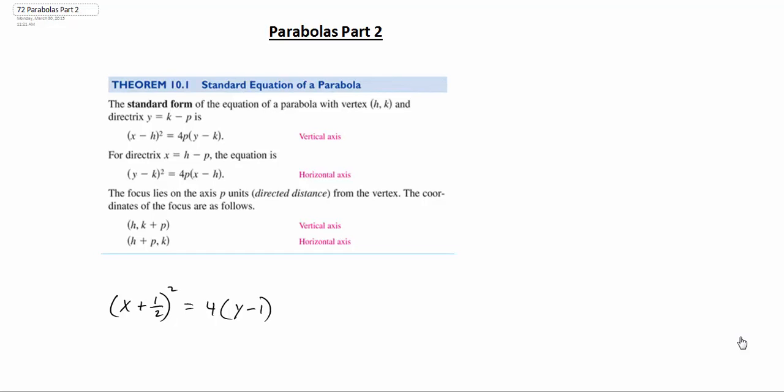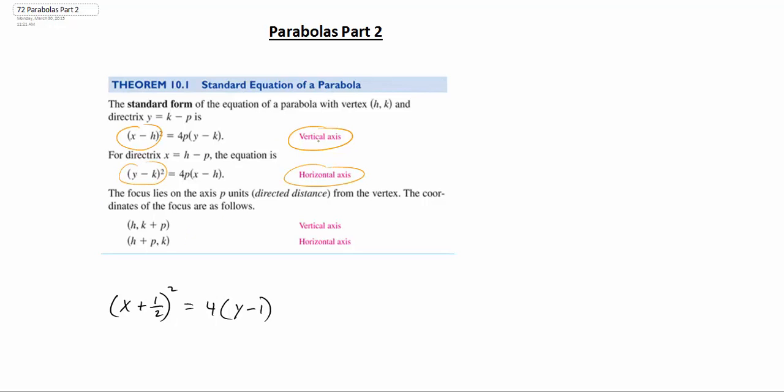In this video, I'm going to show you two more examples of solving through our parabolas, putting the equation in standard form, and then finding the vertex, focus, and directrix. So we want to remember here we have our standard form of our equations. (x − h)² = 4p(y − k) if we have a vertical axis. And it's (y − k)², where the y here is being squared, if we have a horizontal axis.